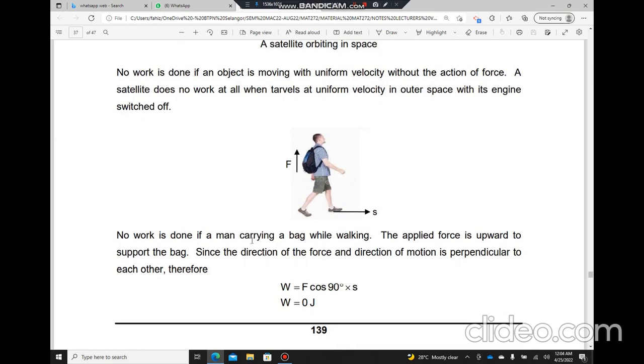No work is done if a man is carrying a bag while walking. The applied force is upward to support the bag. Since the direction of the force and direction of motion are perpendicular to each other, therefore W equals to F cos 90 degree multiplied by S. So W equals to 0. So no work done. Maksud dia kat sini, ni lah untuk kes ni.